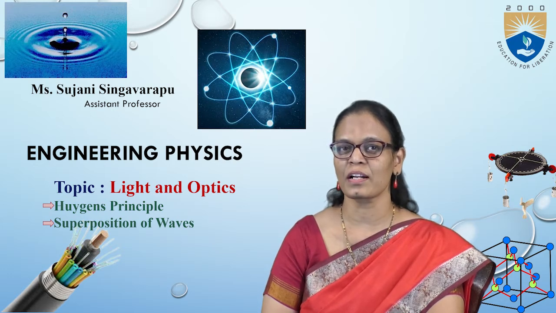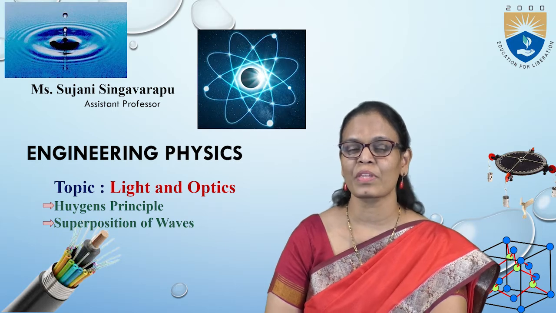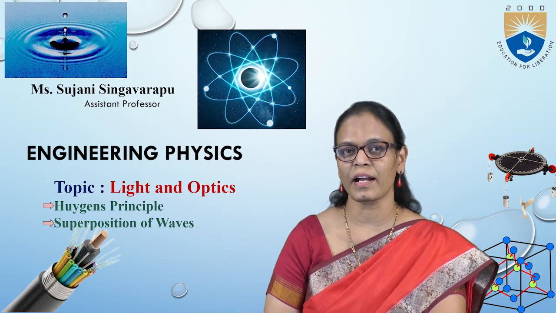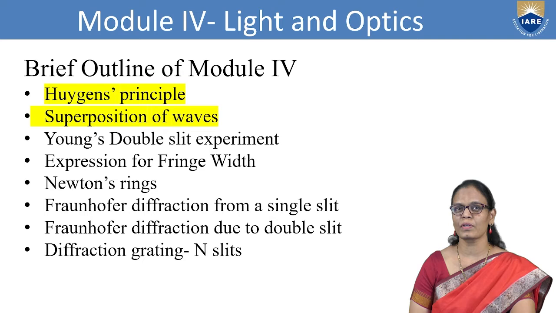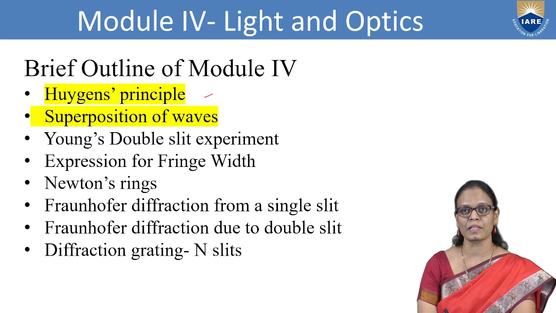Today we are going to start the fourth module in the course Engineering Physics, and that is Light and Optics. Let us look at the brief outline of this module. First, we are going to discuss the Huygens principle, then the superposition of waves. Then we are going to discuss Young's double slit experiment and derive the expression for fringe width.